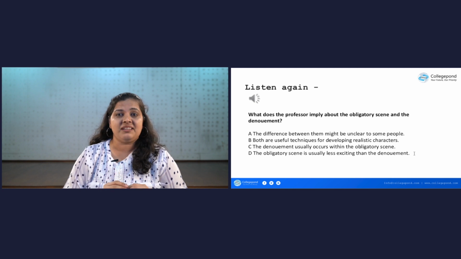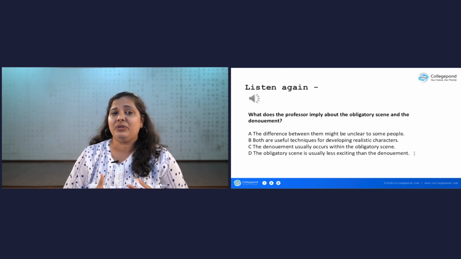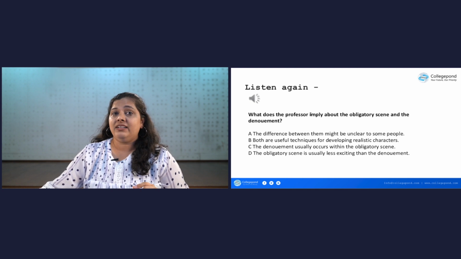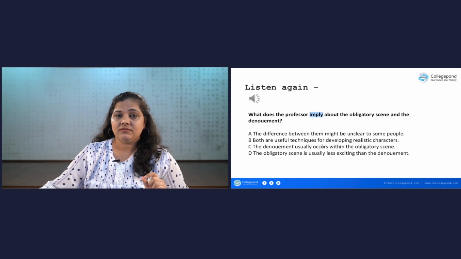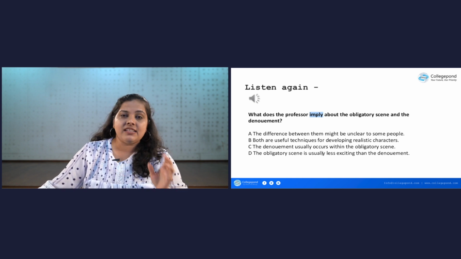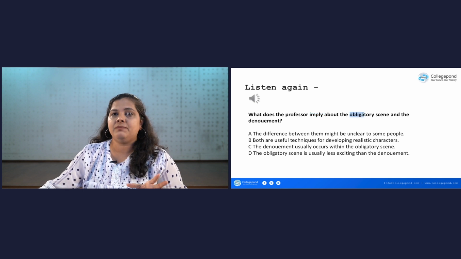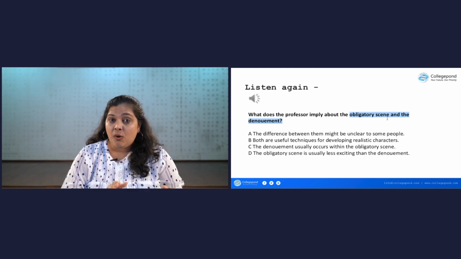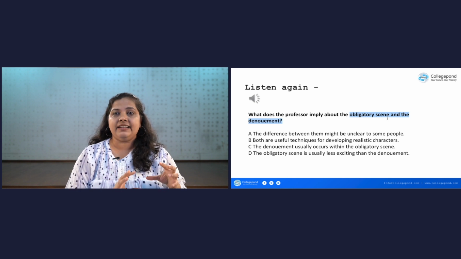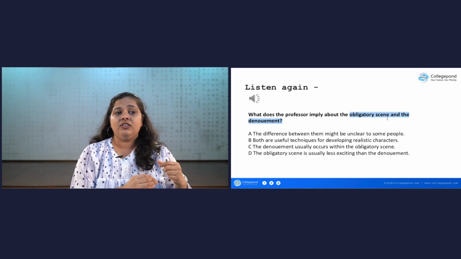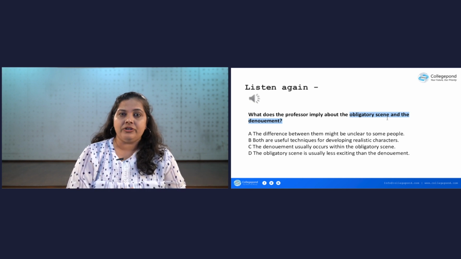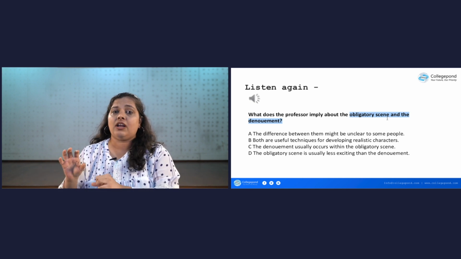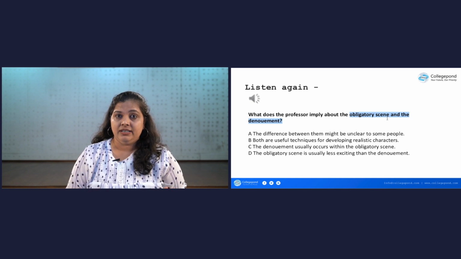This is the sense that you will usually get when you look at such questions. You will be lost sometimes because you will not find the answer so easily. This is because we are looking at the implied meaning again and not the literal meaning. We do remember that at some part he spoke about the difference between the obligatory scene and the denouement. Do you remember what that part was? Correct. He spoke about how these are different. He said that the obligatory scene is basically required for the emotional pleasure of the audience, and the denouement, on the other hand, is required for a logical conclusion of the play, right?